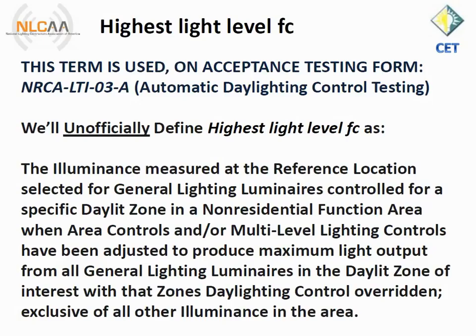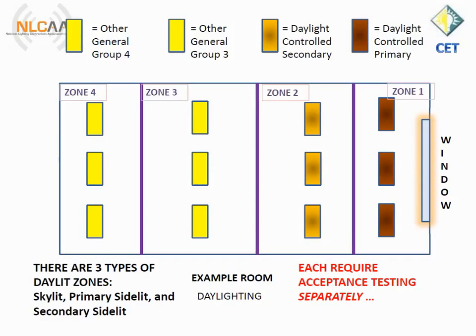Not necessarily the illuminance level under true no daylight conditions, because the lights could have been tuned down from full output. And it's the form is very unclear on these things. Each daylit zone and or type in a non-residential function area must be tested independently. That is true. There is a required test for each separate daylit zone. That's how they're listed on the acceptance testing form.